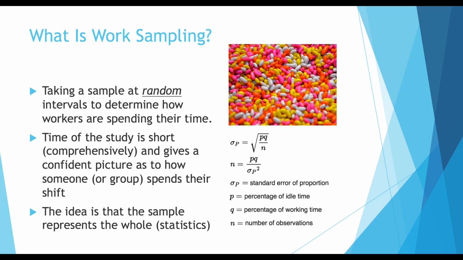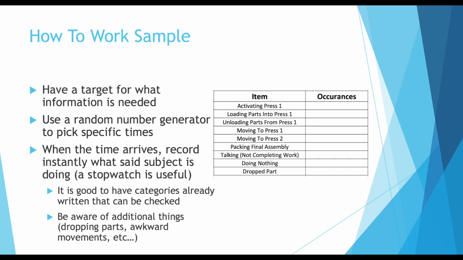True sampling. Now that you know what work sampling is and why it is so beneficial, you might be wondering, how do you actually do it? Well, first of all, you need to have a target for what information is needed. What production cell or part of the office are you going to look at? What workers or operators are you going to look at? Then you will need to randomly generate the times which you'll be recording what is happening.